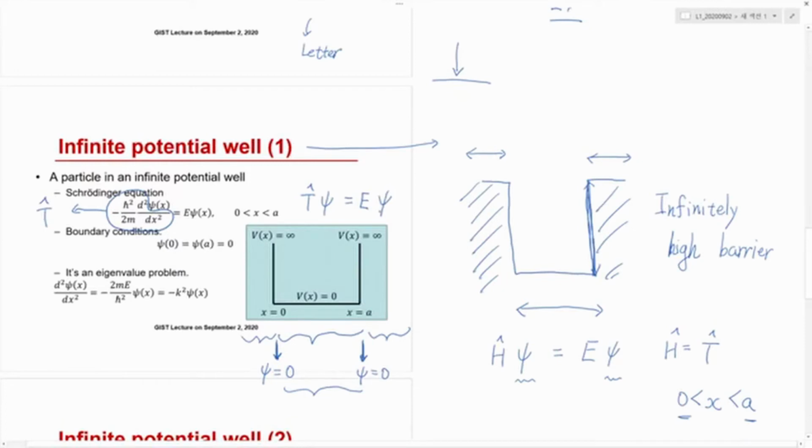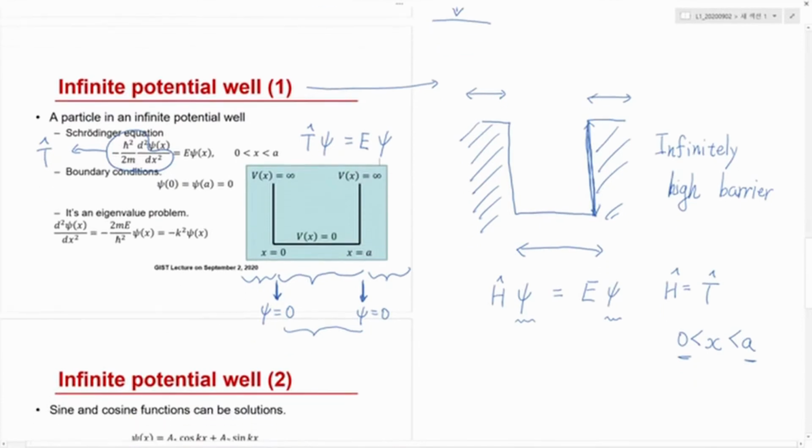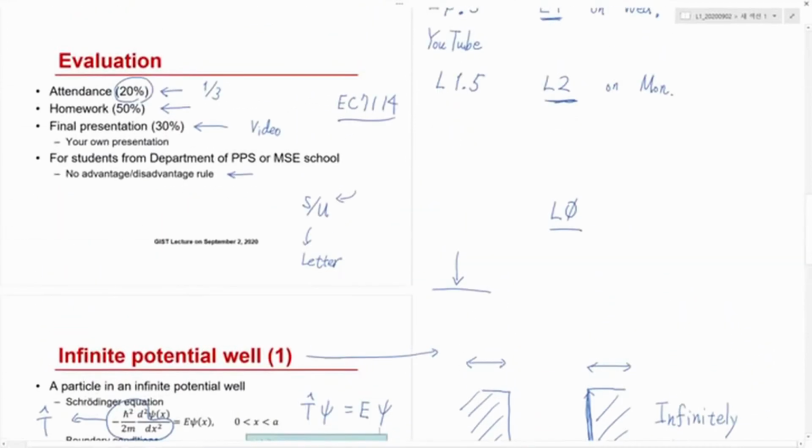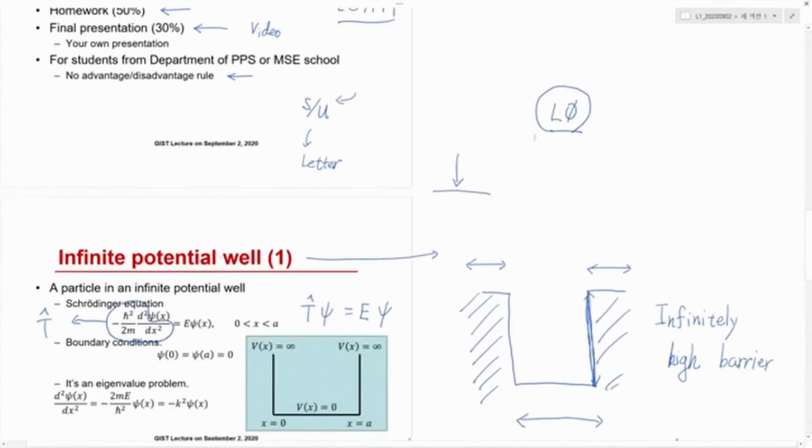Okay, so the actual calculation or solution procedure will not be repeated in this material. I have already made it in our L0 material, so please have a look at it.